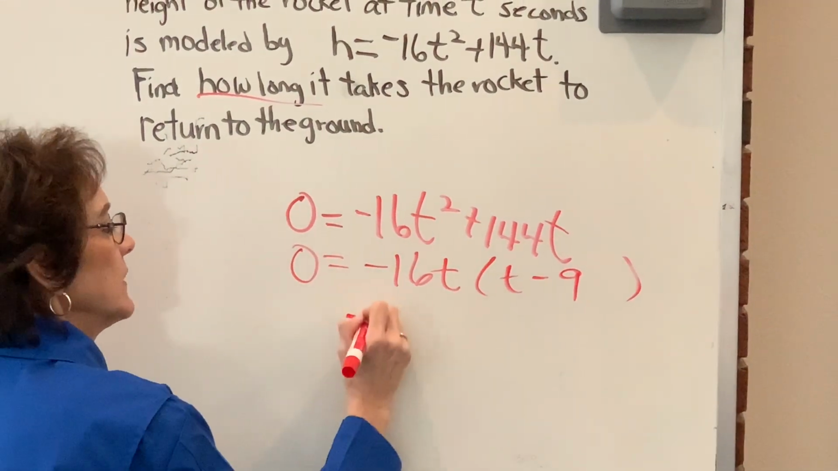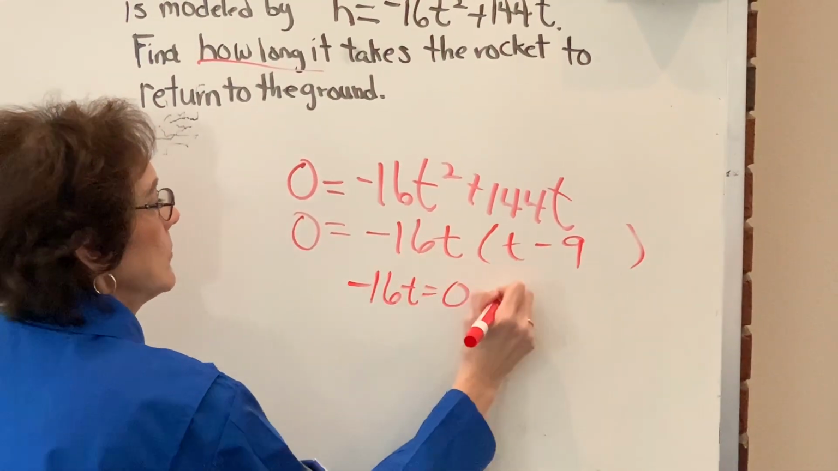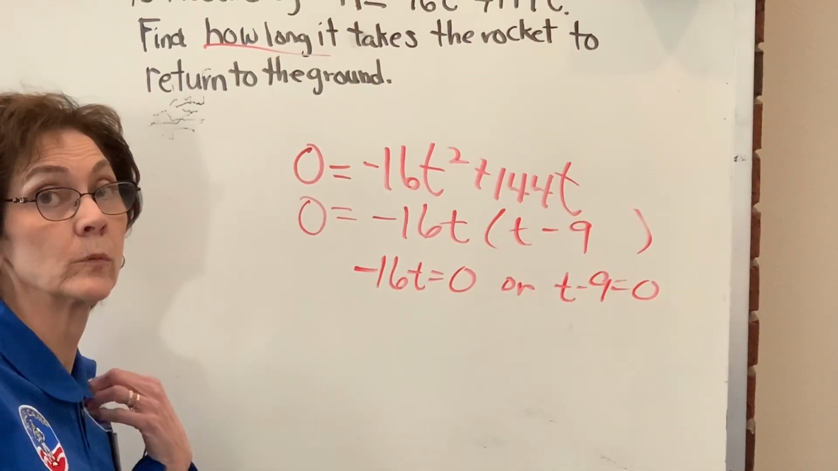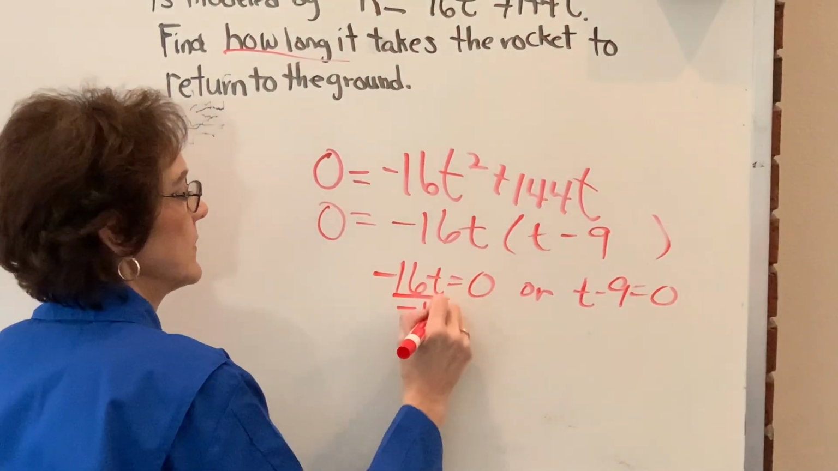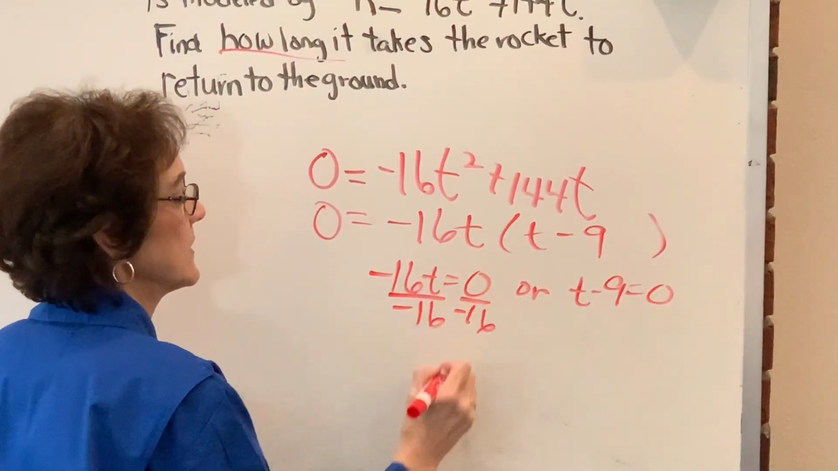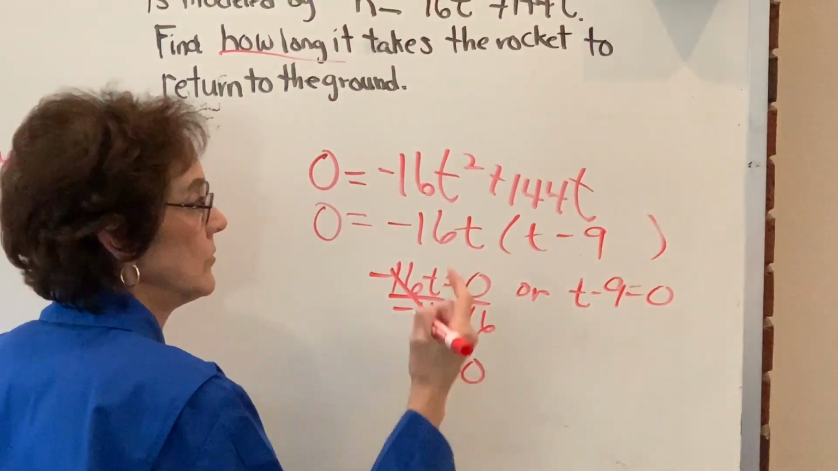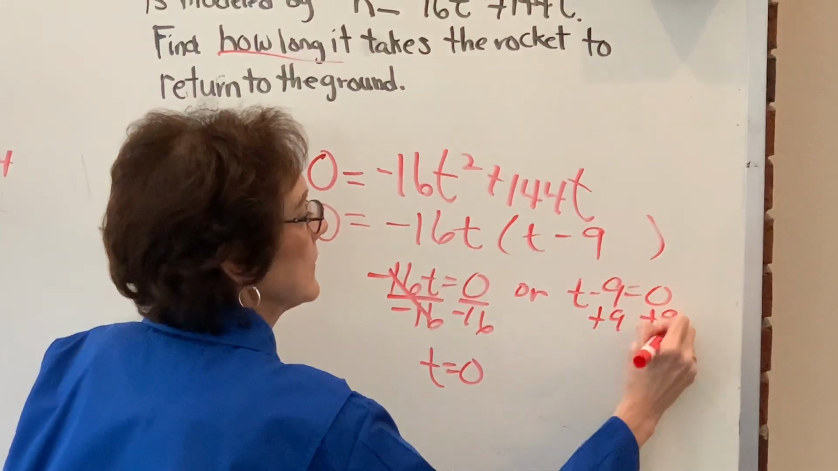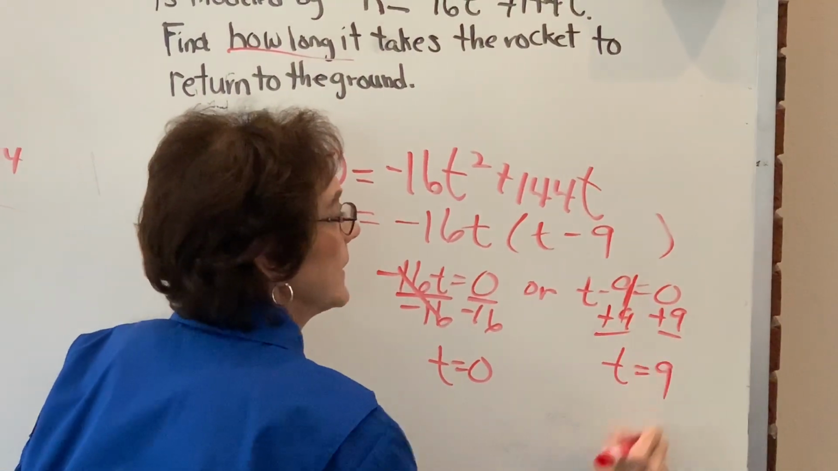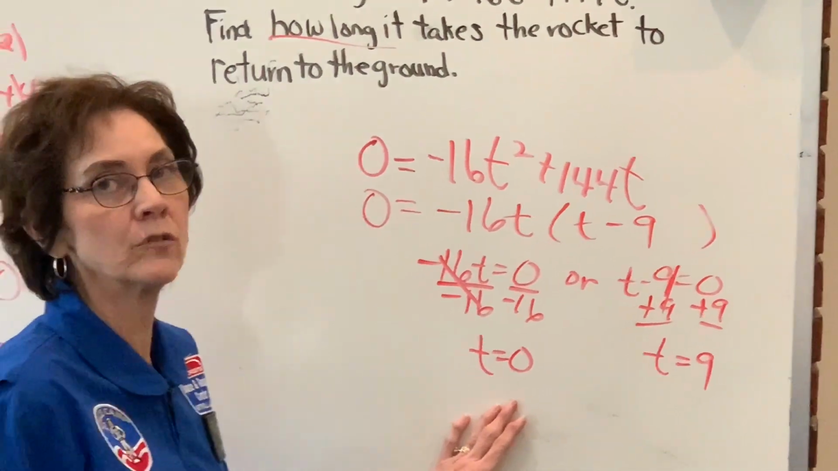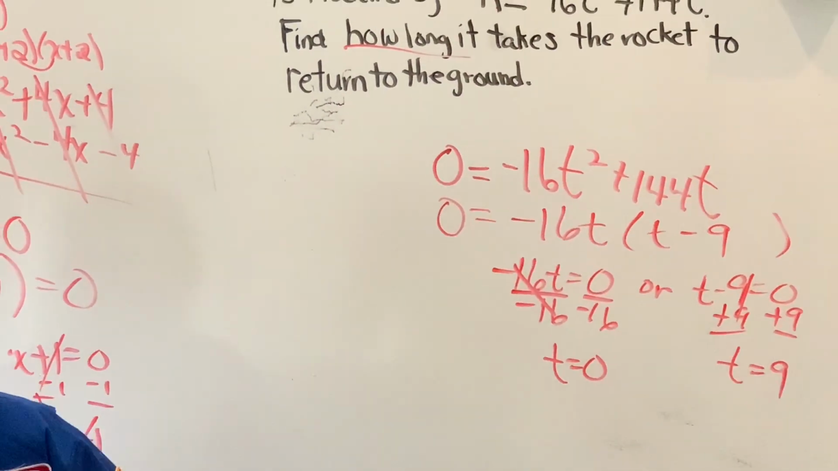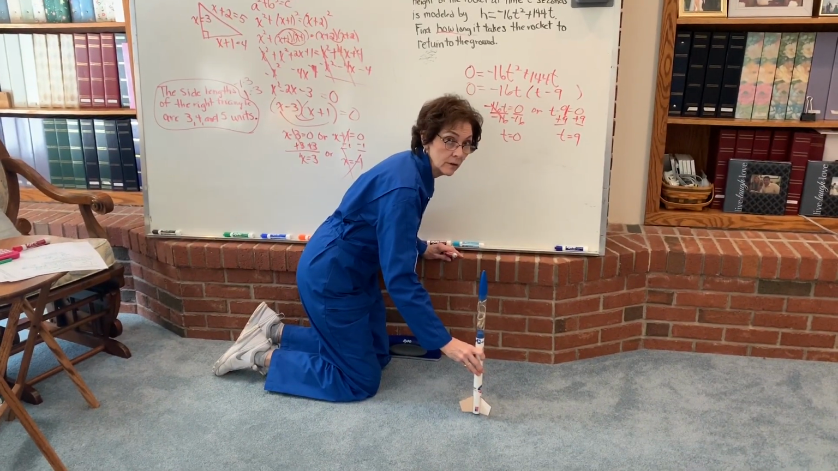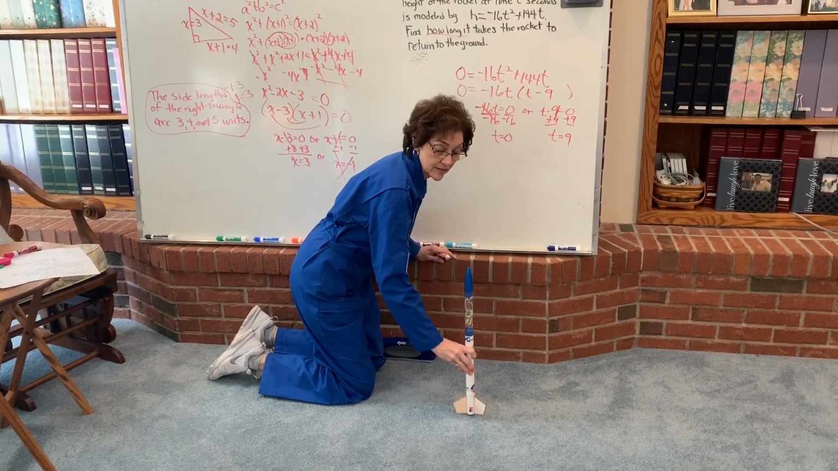So then we can solve it. The greatest common factor equals 0, using your zero product property, or the binomial can equal 0. So for this one, I would divide both sides by -16. So t is 0. 0 divided by -16 is 0. Add 9. T equals 9. Could time be 0 seconds? Actually, it could. When the rocket started on the ground, it started like this. It's 0 high at 0 seconds.